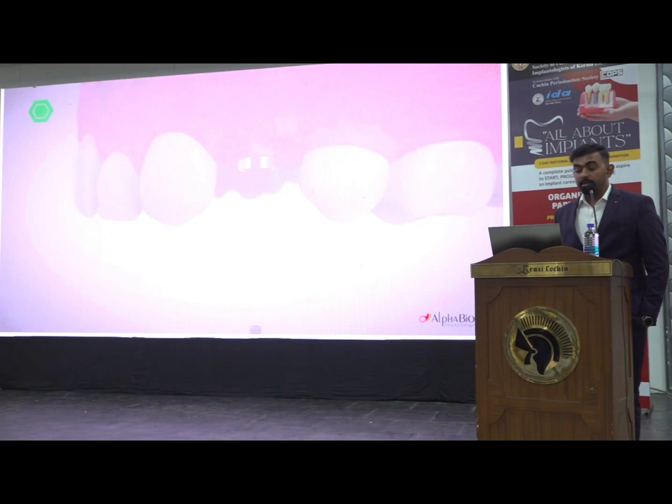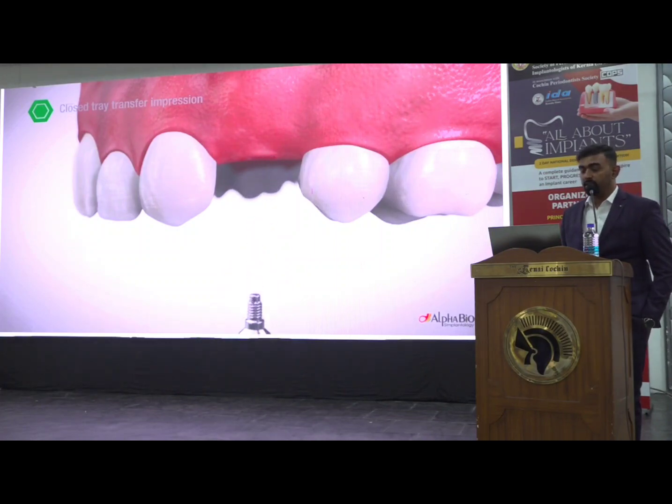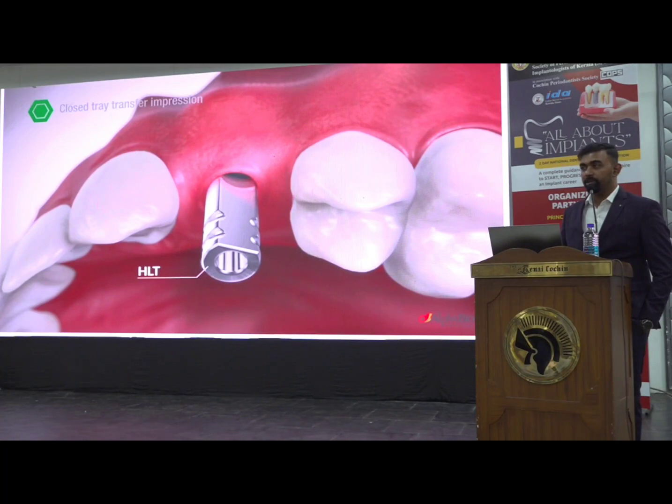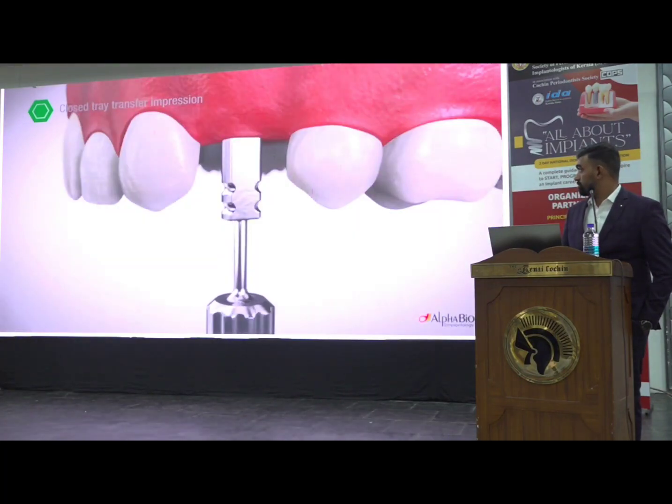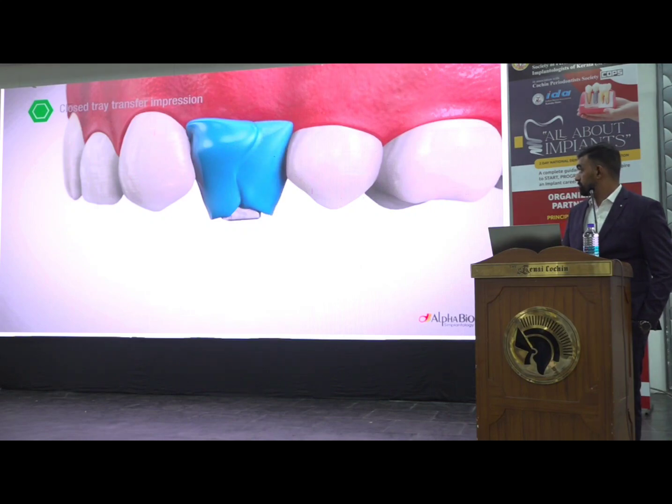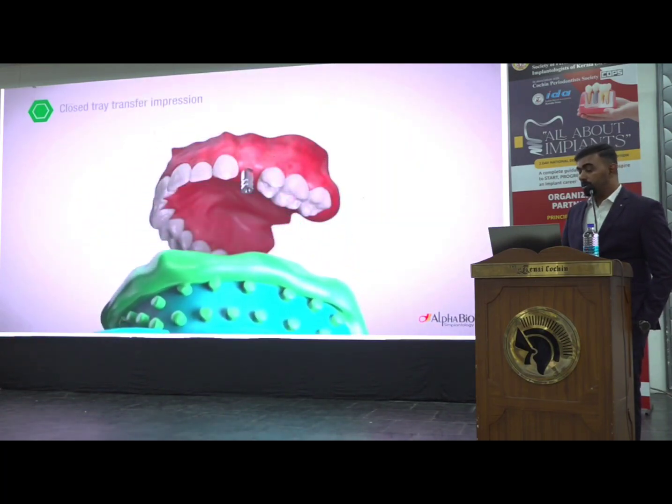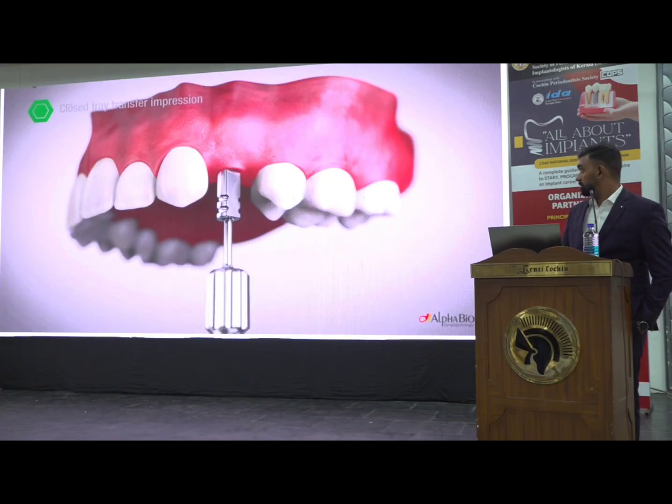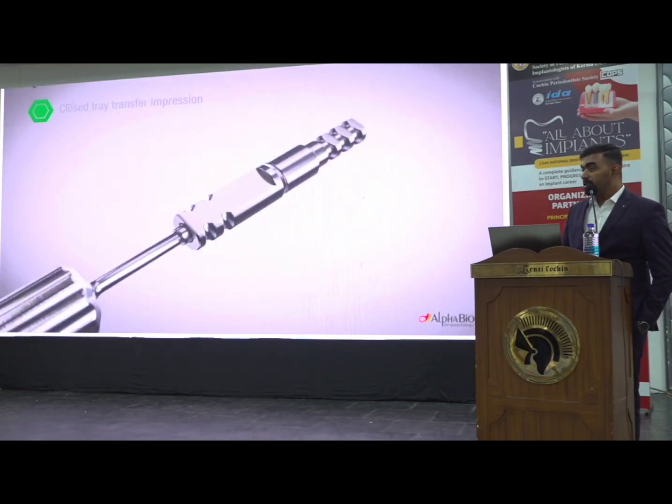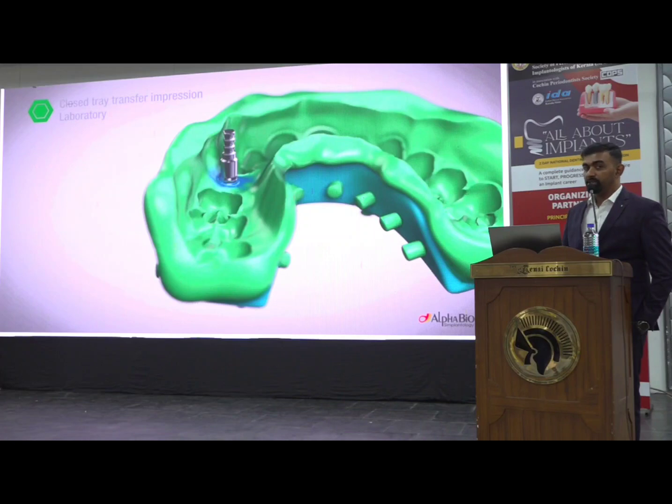This video is regarding the closed tray impression. Remove the gingival former, place the closed tray impression coping, apply light body around the impression coping, load the tray with heavy body material. Once the impression polymerizes, remove it from the patient's mouth, remove the closed tray impression coping from the patient's mouth and assemble with the lab analog, and correctly reseat into the impression. This is the closed tray impression.